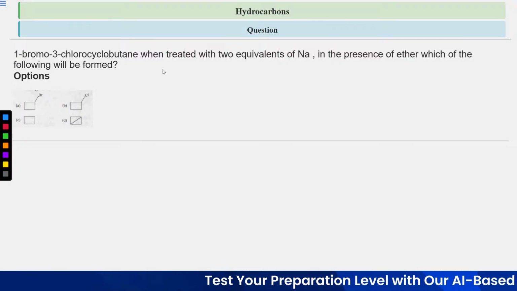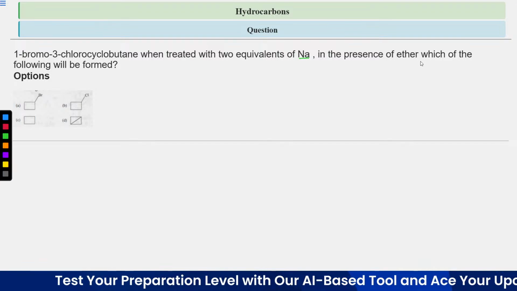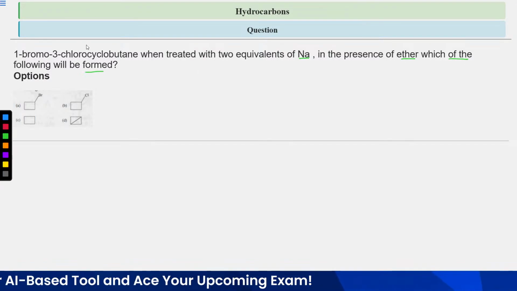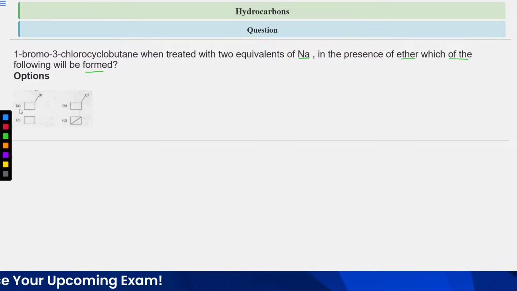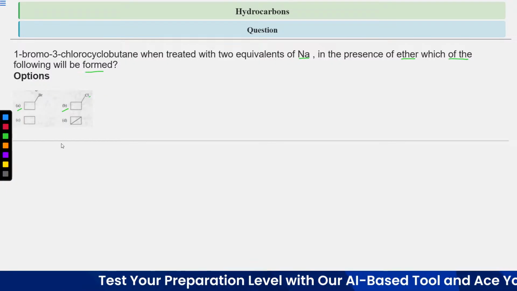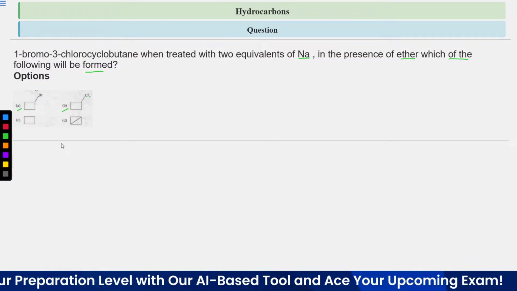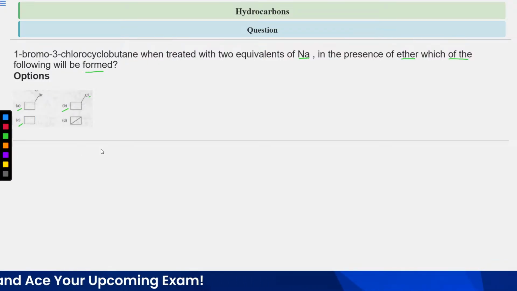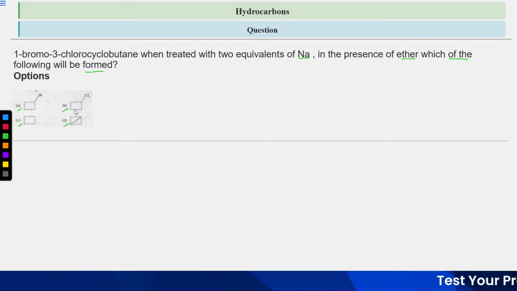1-bromo-3-chlorocyclobutane, when treated with two equivalents of sodium in the presence of ether, which of the following will be formed? We have to tell about the product. Option A has bromine as a side group on cyclobutane. In option B, we have chlorine as a side group on cyclobutane. In option C, we have only a structure of cyclobutane. And in option D, we have a cyclobutane structure where the first and the third carbons are connected.